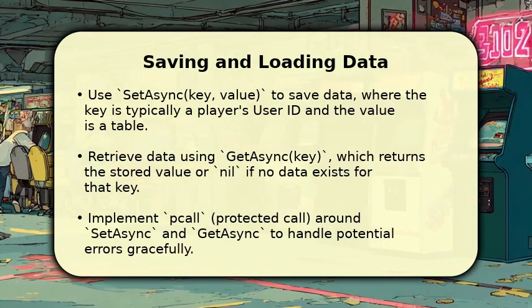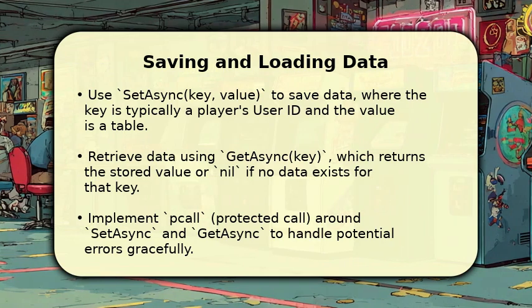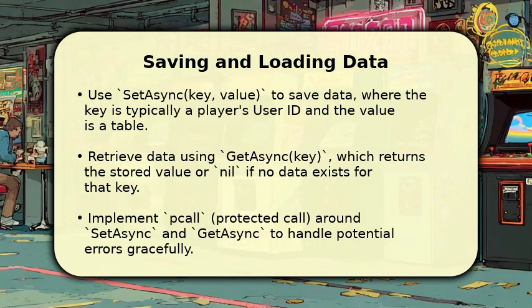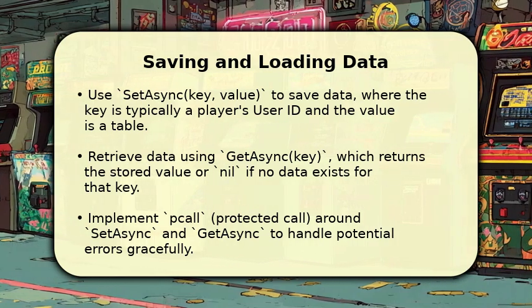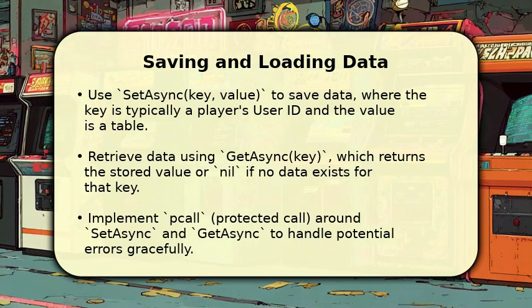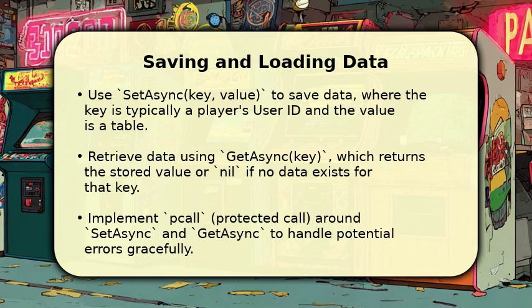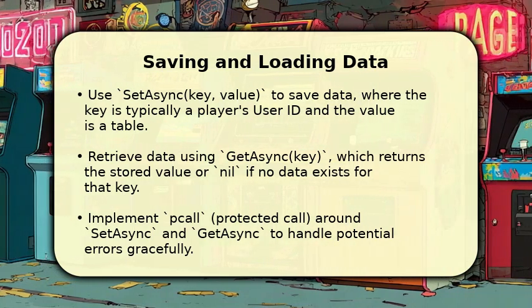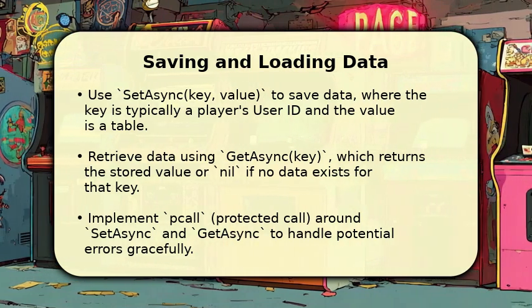Saving and loading data involves two main functions, SetAsync and GetAsync. To save, you use SetAsync with a unique key, often a player's user ID, and the data you want to store, usually as a table. To load, GetAsync retrieves this data. It's crucial to wrap these calls in a pcall function. This protects your script from crashing if the data store operation fails, allowing you to handle errors, such as network issues, gracefully and prevent data loss.